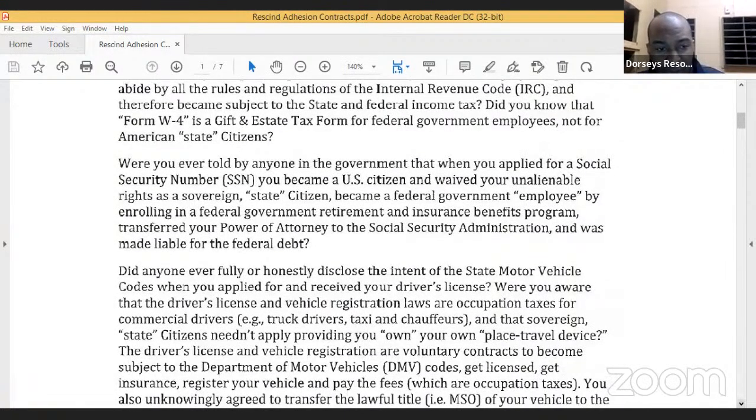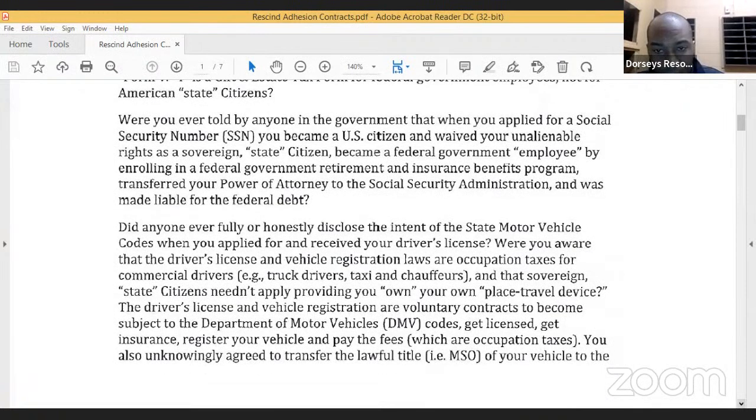Were you ever told by anyone in the government that when you applied for a Social Security number, you became a U.S. citizen and waived your unalienable rights as a sovereign state citizen, became a federal government employee by enrolling in a federal government retirement and insurance benefits program, transferred your power of attorney to the Social Security Administration, and were made liable for the federal debt? Yeah, remember that national debt that you see that's like 30 trillion now? The bankers that set this up years ago, you guys will want to do further research.